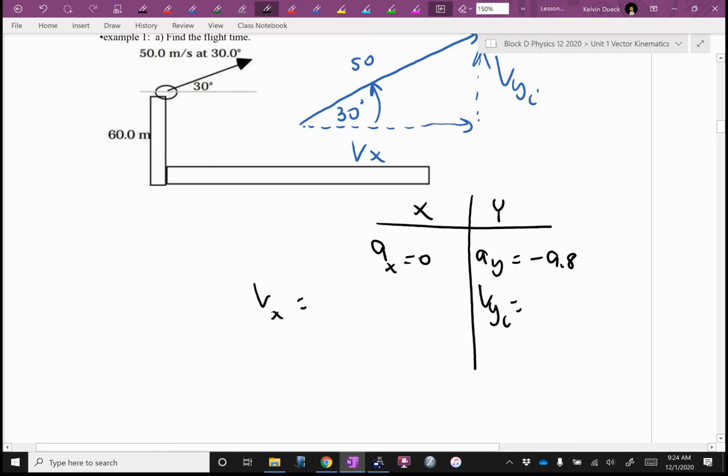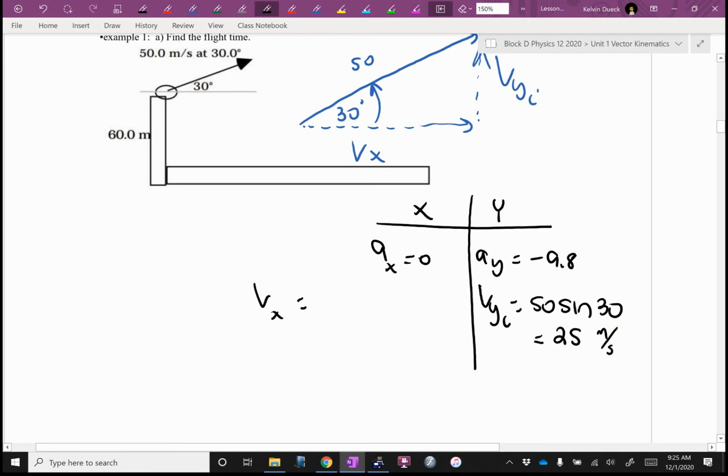Vy is what? Sine, you say. Very good. So it's going to be 50 sine 30. And I think that actually works out bang even. Check me out. I think the sine of 30 is 0.5. I think this will work out to exactly 25. Sine 30 I've memorized.